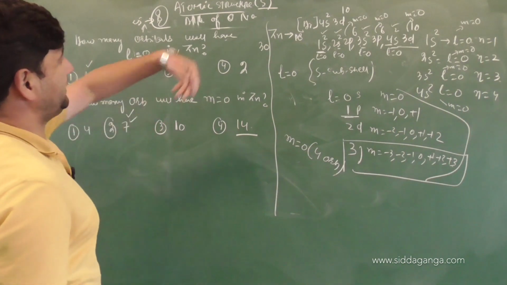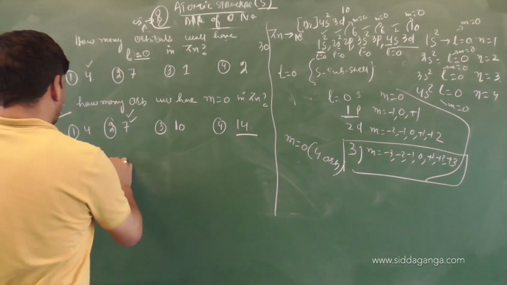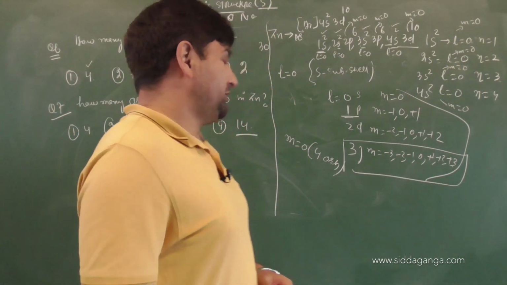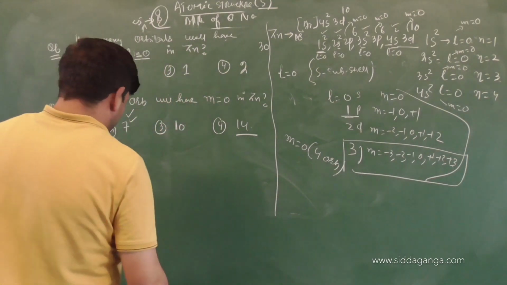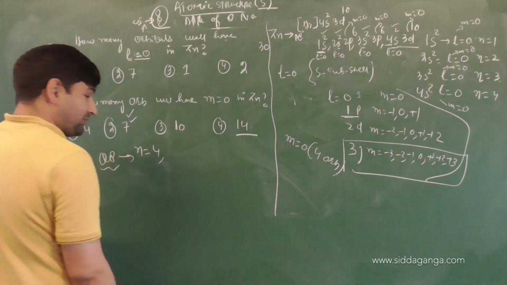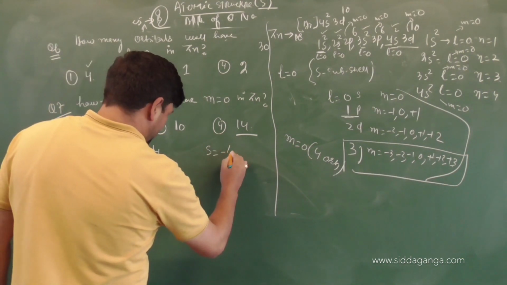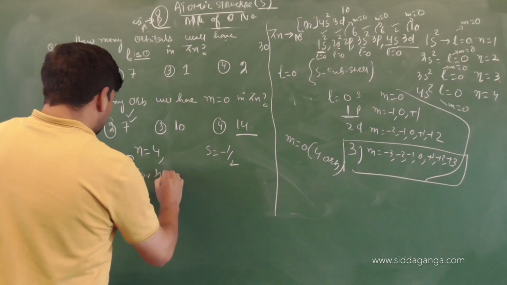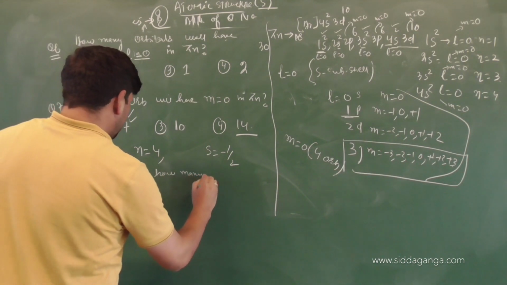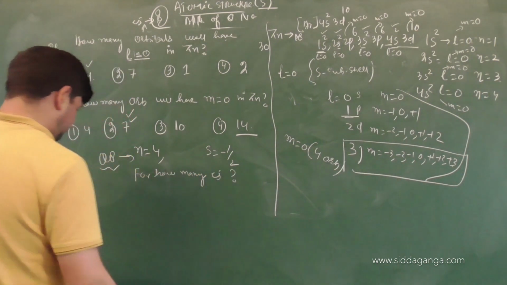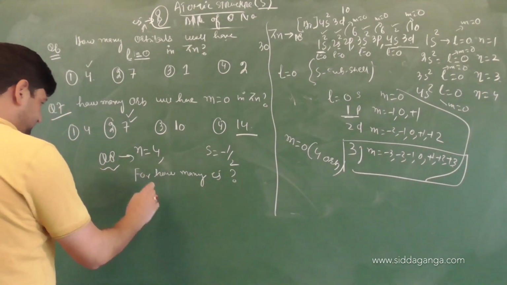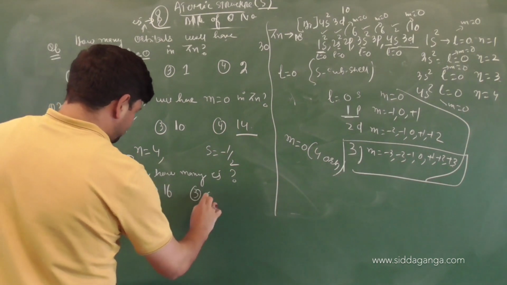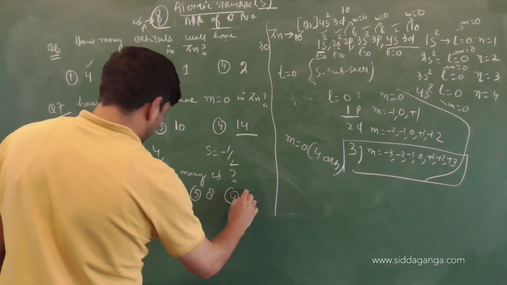It was question number 7 and I created one more question out of it. So let us see question number 8 now, children. Write down the question. Good. So question number 8 is: if n value equals 4 and s equals -1/2, for how many electrons is it applicable? Option 1, 32; option 2, 16; option 3, 8; and option 4, 1.